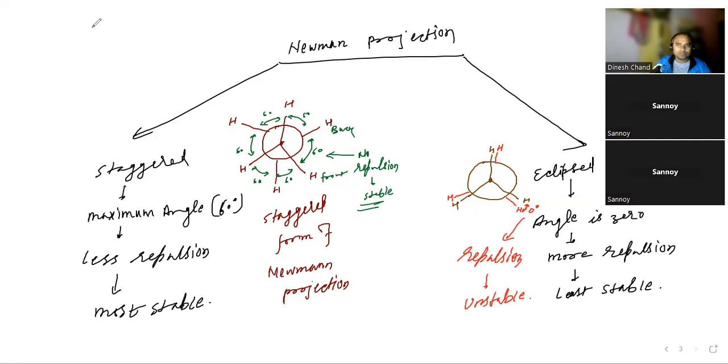Sir, because if one is directly above the other, then definitely more repulsion will be there because they are closer. Yes. Sir, for this eclipse, we can see from the name itself that eclipse means they are coming in front.